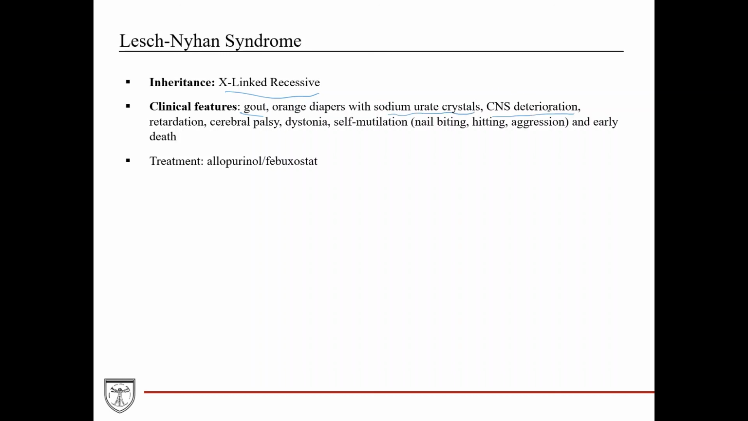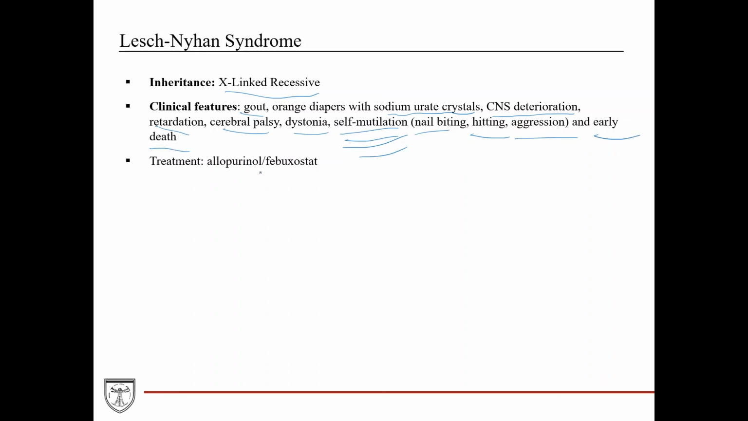They're going to have central nervous system deterioration, retardation, cerebral palsy, dystonia. As you're noticing here, elevated levels of uric acid have a significant effect on the nervous system. And then unfortunately, the hallmark symptom is self-mutilation, which is also a result of damage to the nervous system. So just characterized by nail biting, hitting themselves, aggression. A lot of times these patients even have to be restrained, unfortunately, to keep themselves from hurting themselves. And unfortunately, there's no definitive cure, so often early death is the outcome.